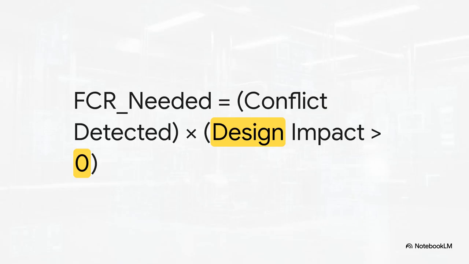Here's a super simple way to think about it. You only need an FCR when 2 things are true. 1, you've found a conflict, and 2, that conflict actually impacts the approved design. You know, if it's a tiny adjustment that doesn't change what the design is trying to do, you might be okay. But the second you have to change the design itself, an FCR is absolutely non-negotiable. Quick pro tip, if you're ever in doubt, just start the paperwork. It is so much better to have it and not need it than the other way around.